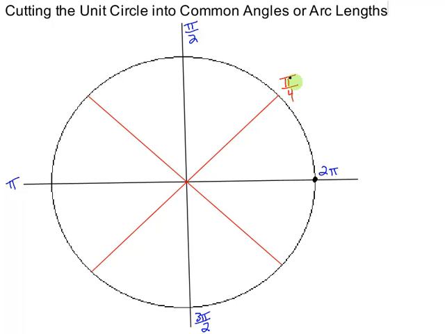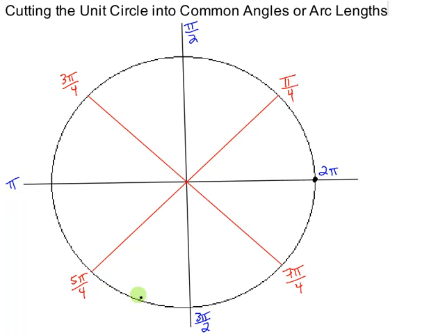So here's 1 pi over 4, here's 2 pi over 4, 3 pi over 4, 4 pi over 4, 5 pi over 4, 6 pi over 4, 7 pi over 4, and 8 pi over 4. Okay? So that's when you cut into pi over 4s, and anytime you have pi over 4s, you should think of 45-degree angles, right? Because each of these is a 45-degree angle.